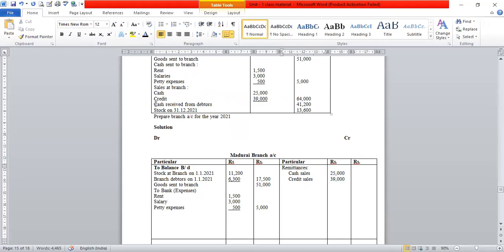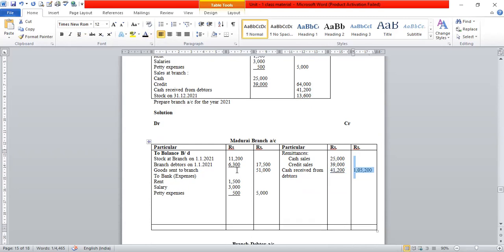So apart from that, the cash received from debtors is also one of our remittances. The cash received from debtors is one of the incomes. So altogether 41,200. So the total of these remittances is 1,05,200. It is over. Right.